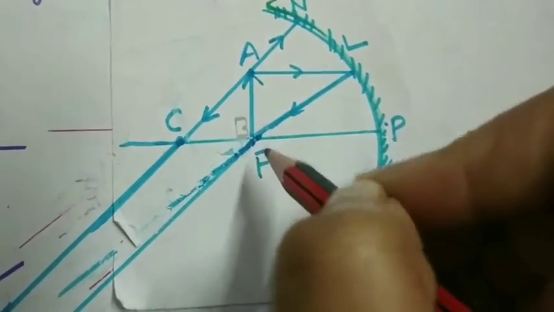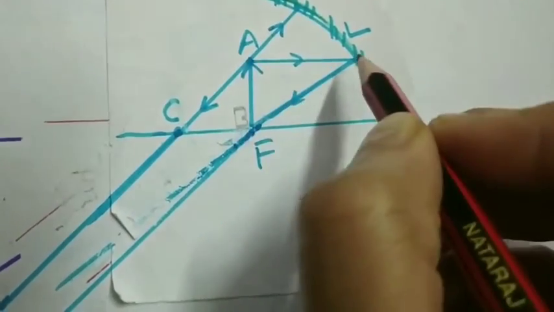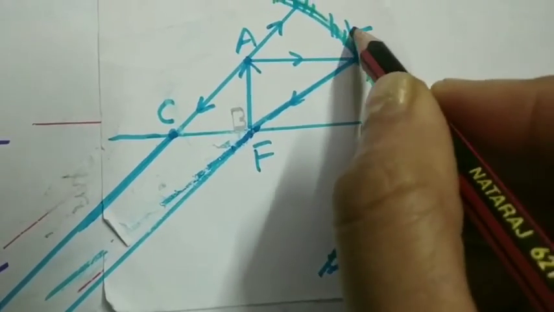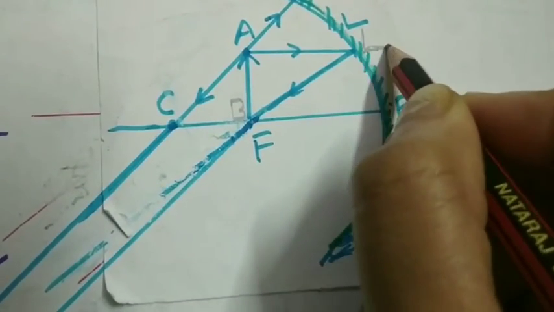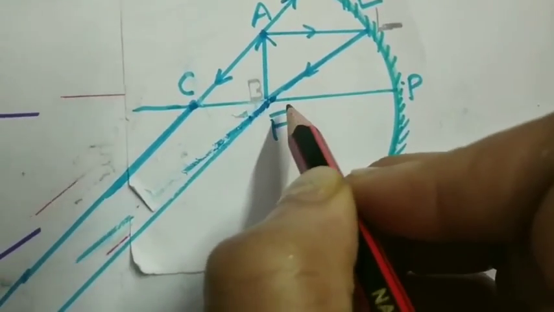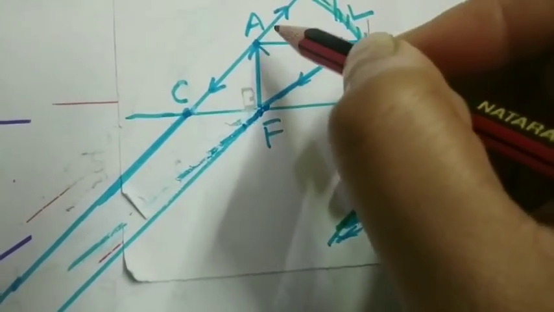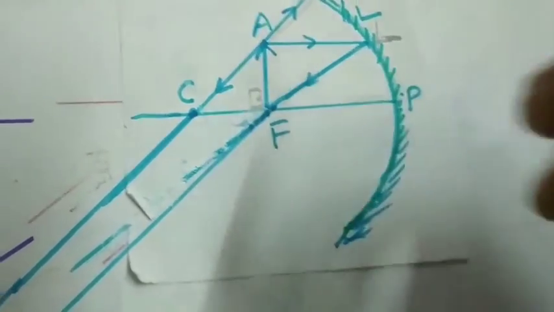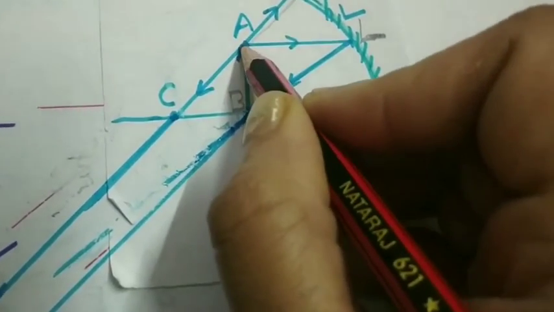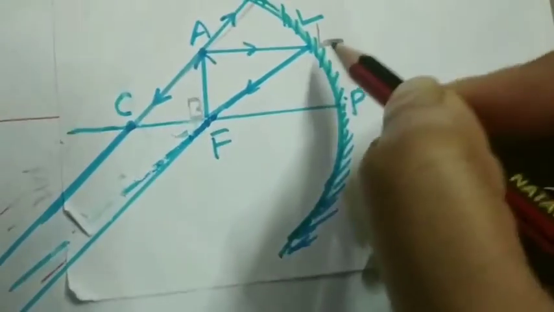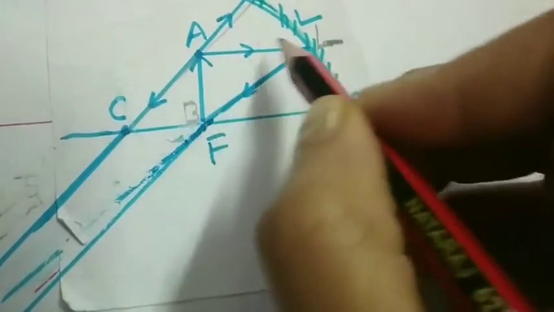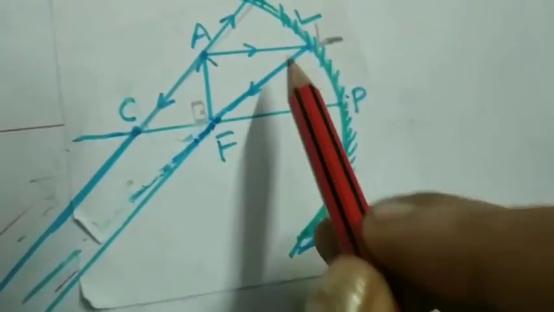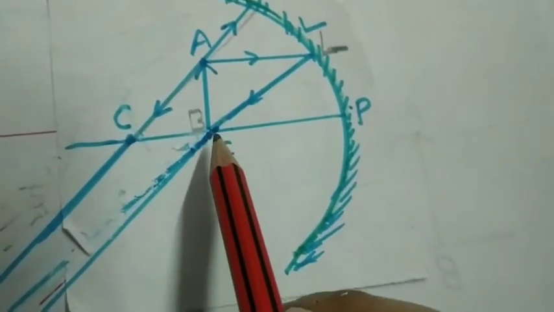There will be two rays emerging from here, that will be AL and AC. Okay, there will be two rays emerging here, AL and AC. These two rays will be incident from it when something is at the focus.